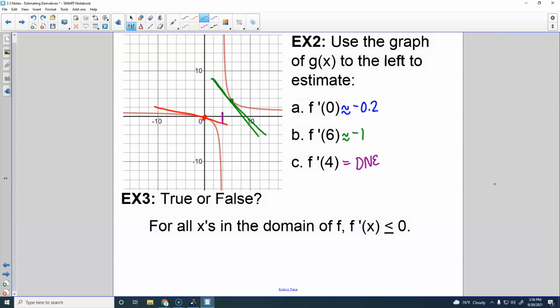All right, true or false? For all x's in the domain of f, f prime of x is less than or equal to 0. False. I have no idea. False. 100% false. Okay.